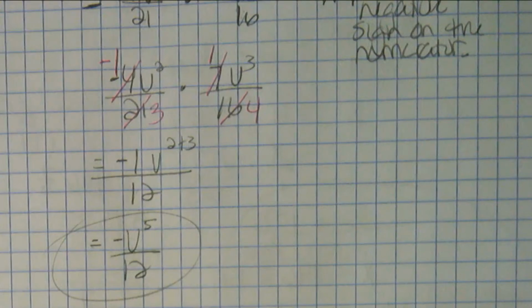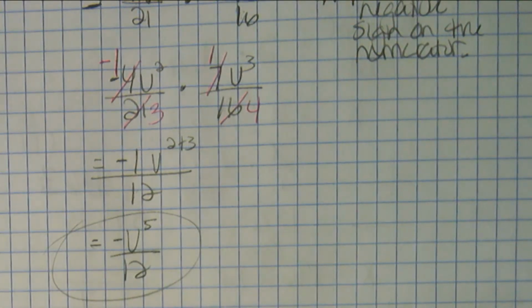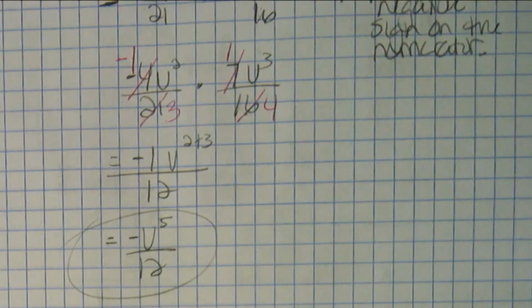Remember, it's a good question. It's only when you have a negative exponent, not a negative base. A negative base is just a negative base. This is negative 1 times v to the 5th. So pay attention, it's a negative exponent, okay? How many of you guys are good with that?